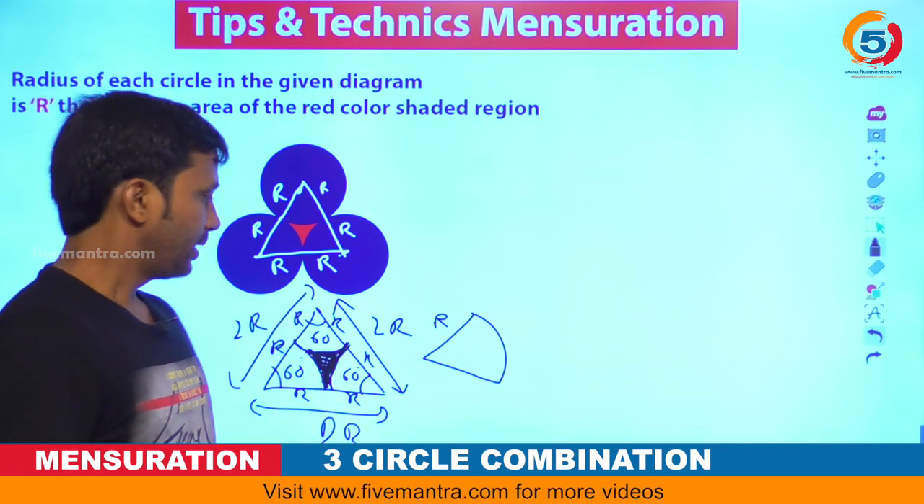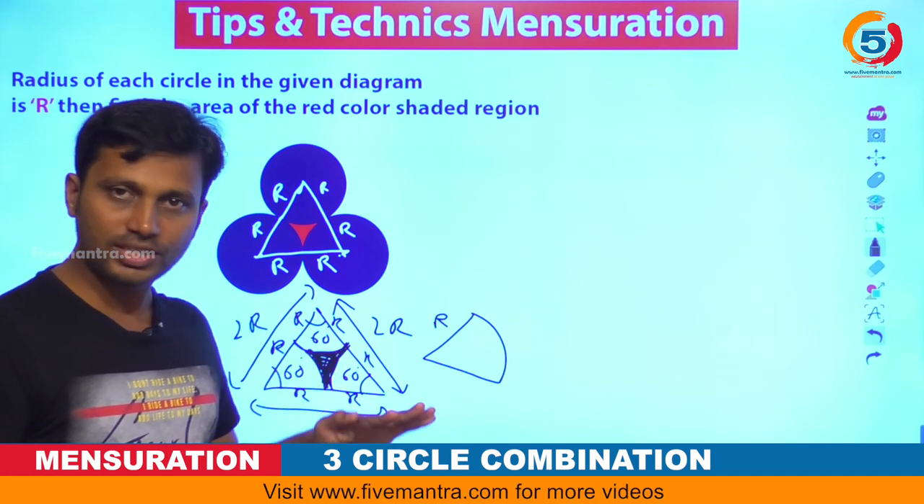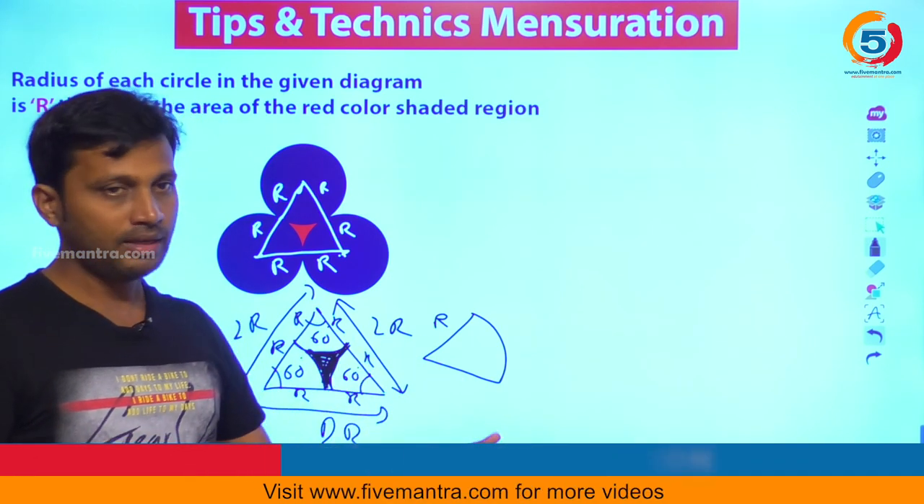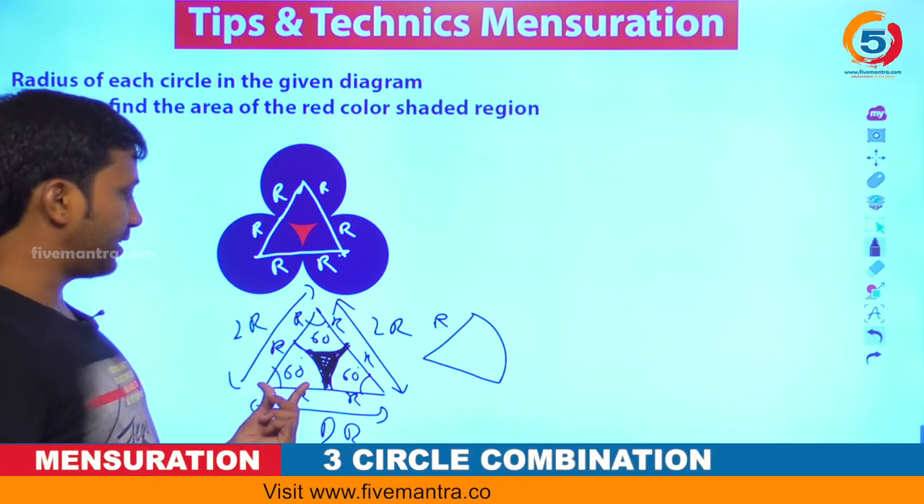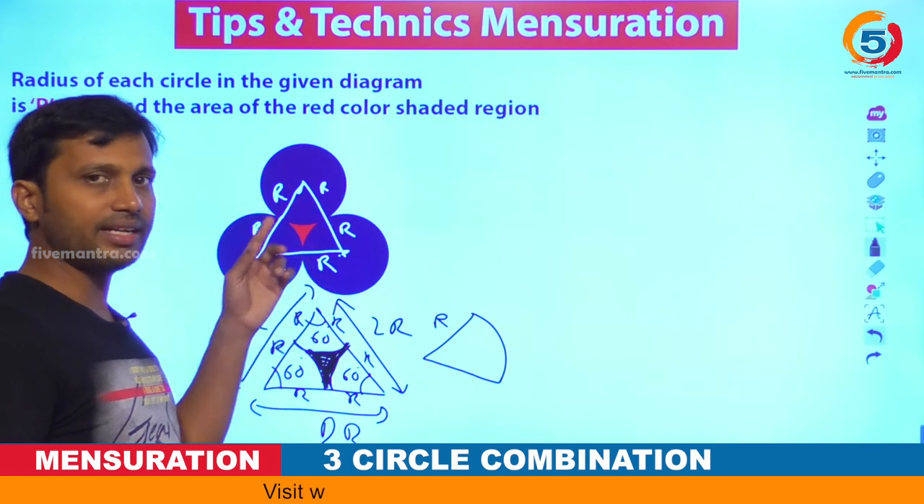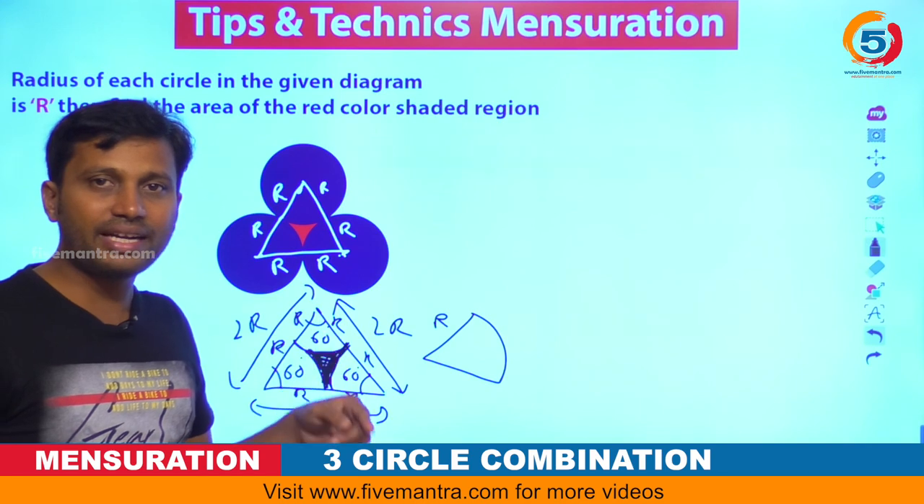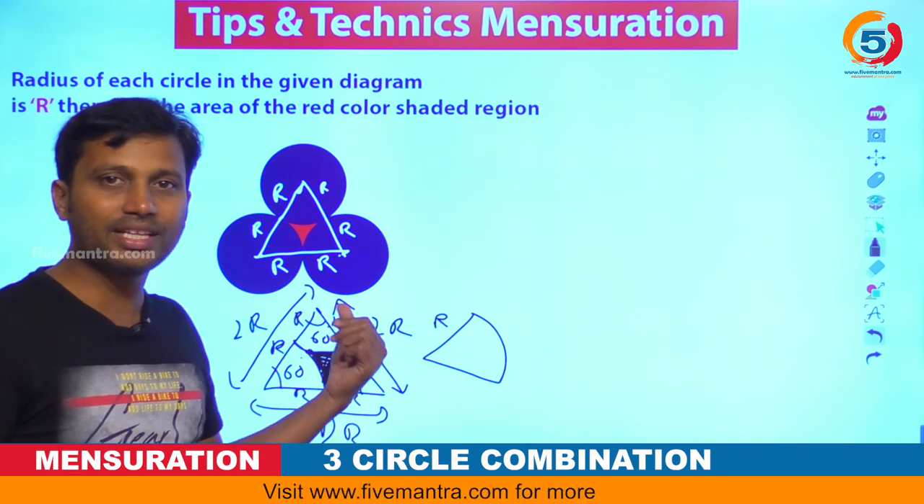One more thing, here the angle of each sector is 60, means the angles of all the sectors are the same or not? Same. Is the radius of all the sectors the same or not? Same. Why? Because all the circles are equal and the radii are equal. So here three sectors of equal radii and equal angles are given in the diagram.